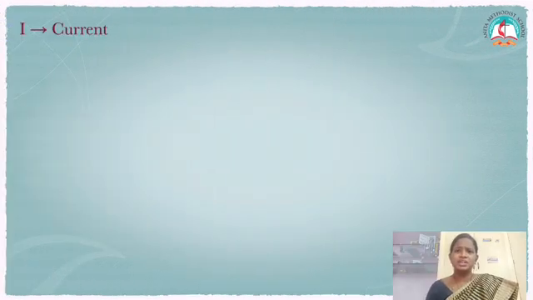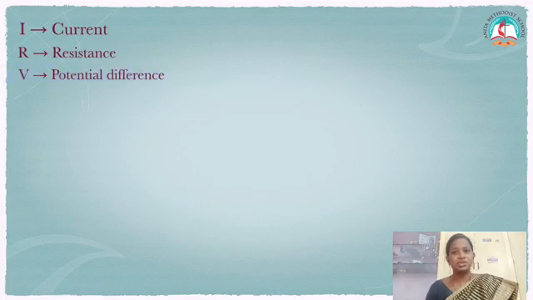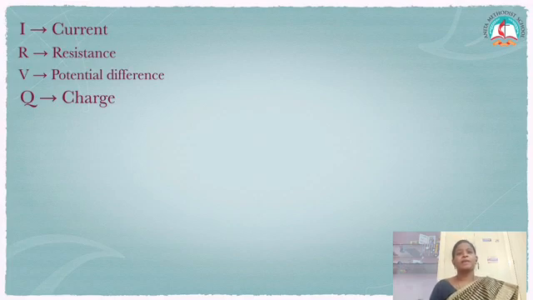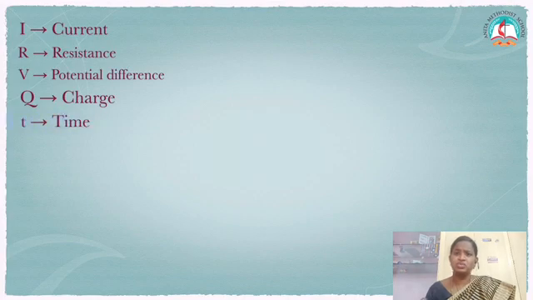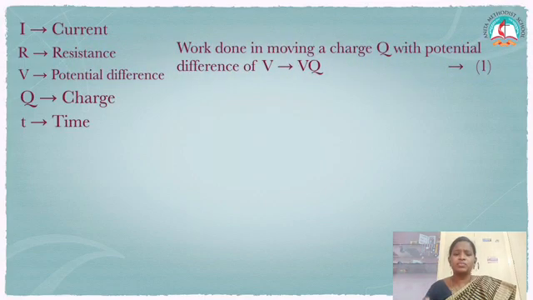Let the current I flow through a conductor of resistance R and potential difference V, and the charge flowing through the conductor across the resistor is Q and time is t. What is the work done? The work done in moving Q charge with potential difference V is equal to VQ. Let's take this as equation number 1.